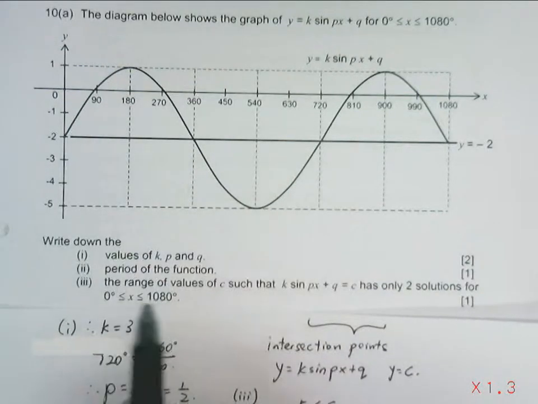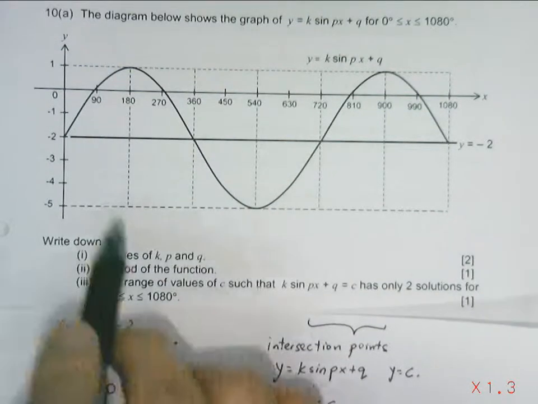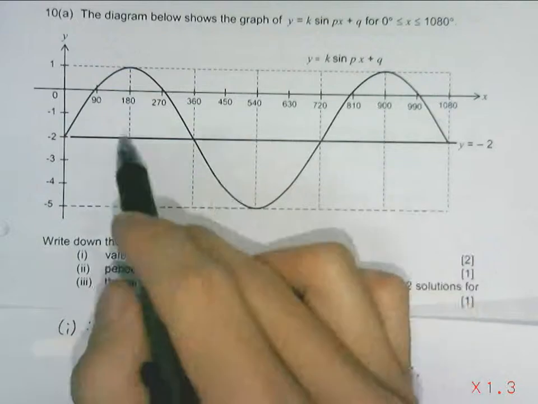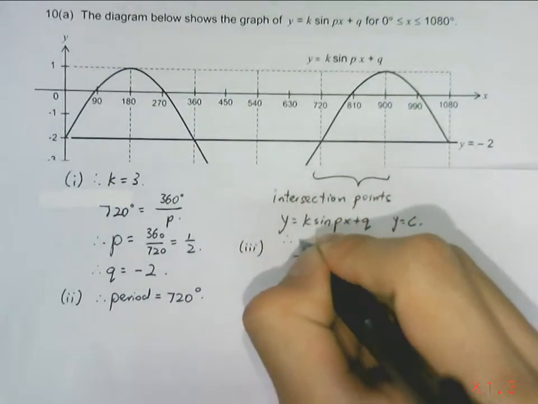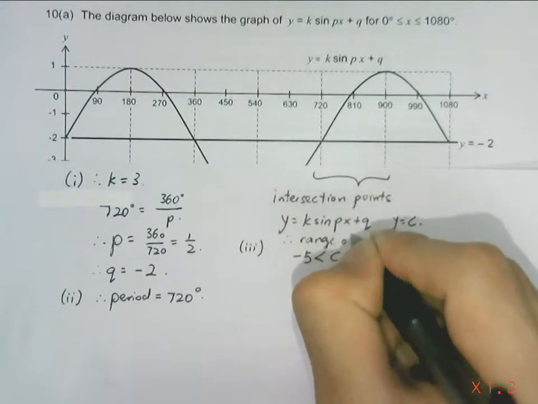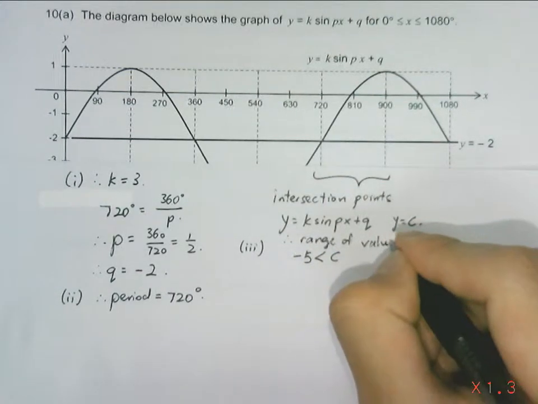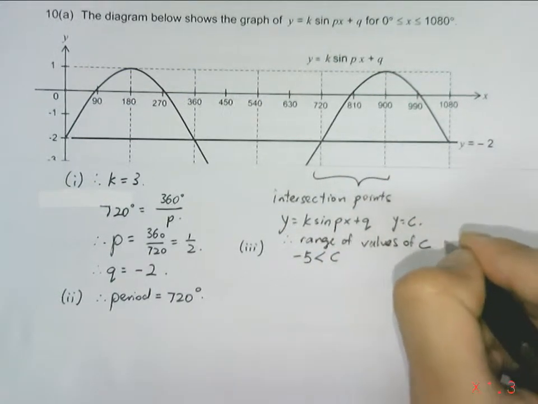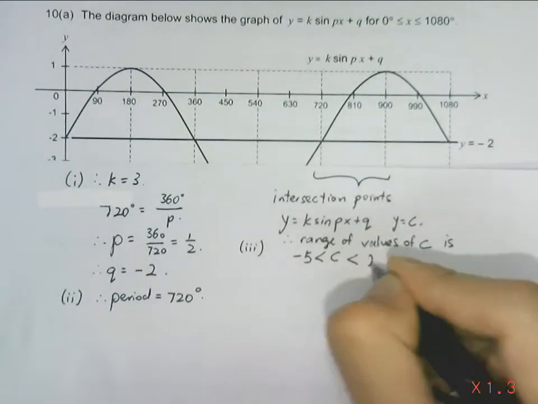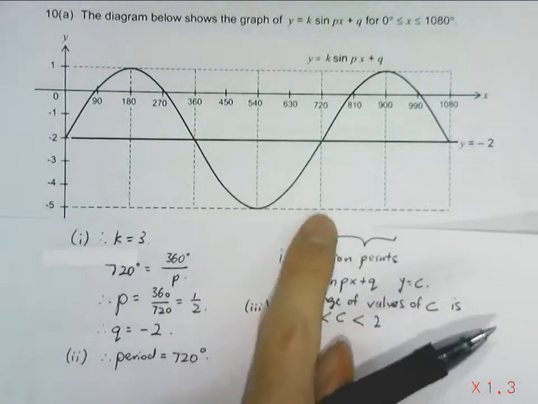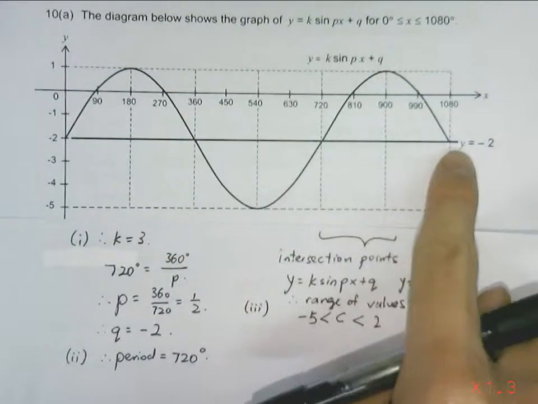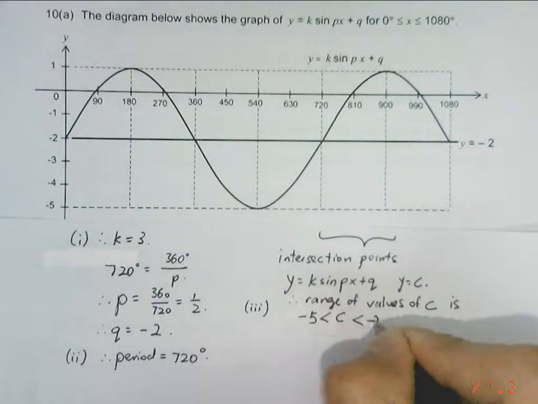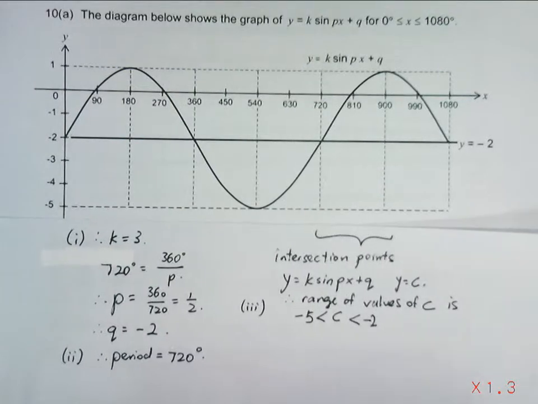So between this range, which is exactly what is given in the graph, we can conclude that the range of values of c is between minus 5 all the way to minus 2. Sorry, this is minus 2. So this will be the answer.